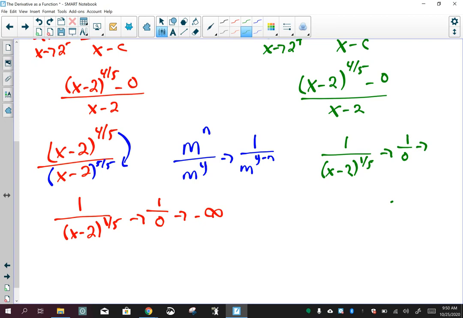And now to know if it's positive or negative infinity, I pick a bunch of positive numbers: 3, 4, 5, 6. If you notice, all those are positive, so it'll generate a positive. That means I'm coming from positive infinity here.